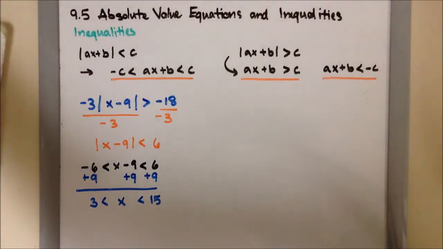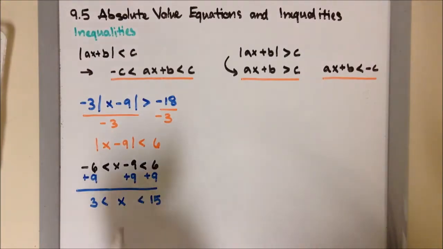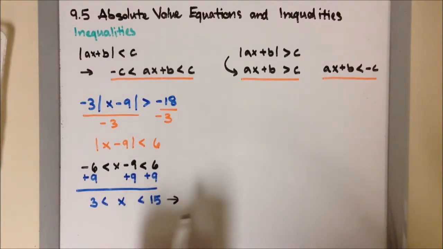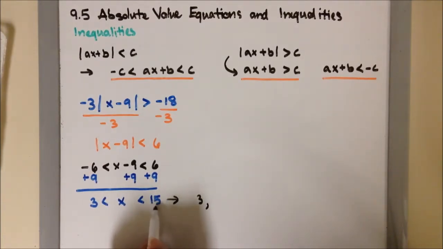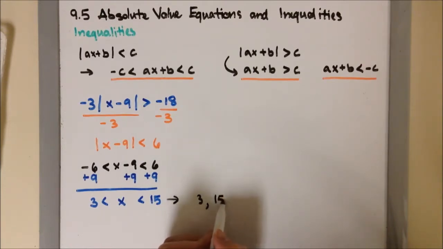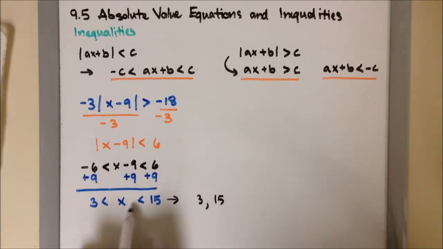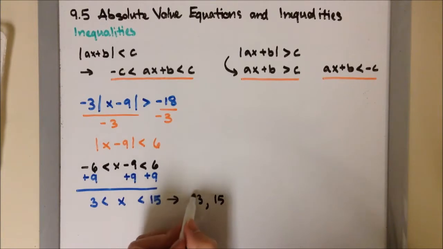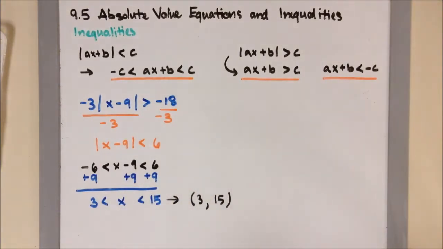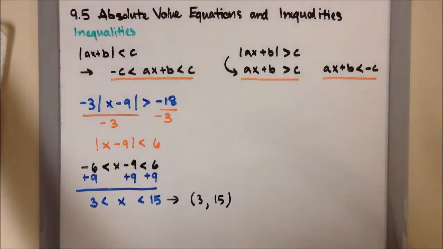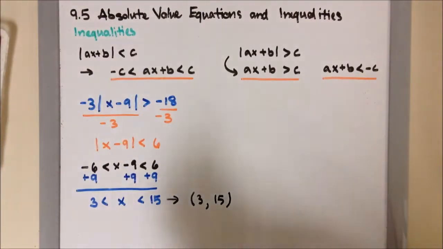Now to write it in interval notation, it would be my lower number, which is 3, that comes first, comma, my upper number, which is 15, comes second. Meaning my lower number is on the left side, my upper number is on the right side. Now, based on these two inequality signs being less than, I'm going to put a parenthesis on the 3 and a parenthesis on 15. So here's my answer in interval notation.